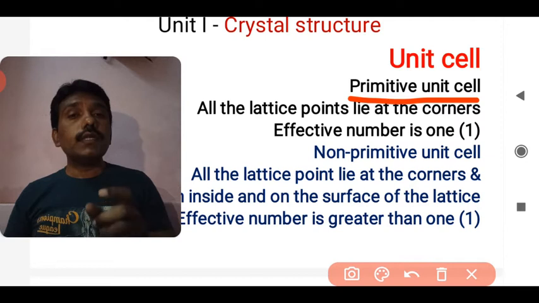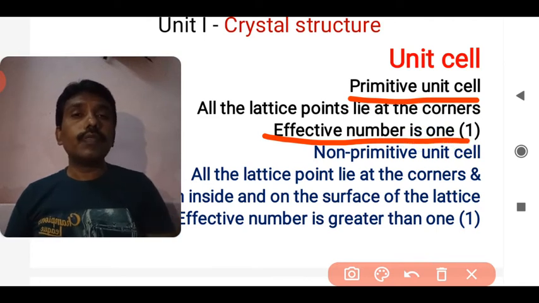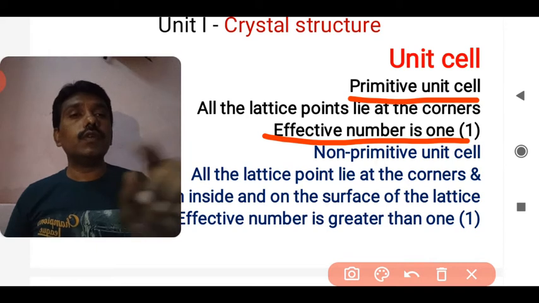As far as primitive unit cells are concerned, the lattice points are exactly on the corners, and the effective number for such a unit cell, the primitive unit cell, is going to be 1.